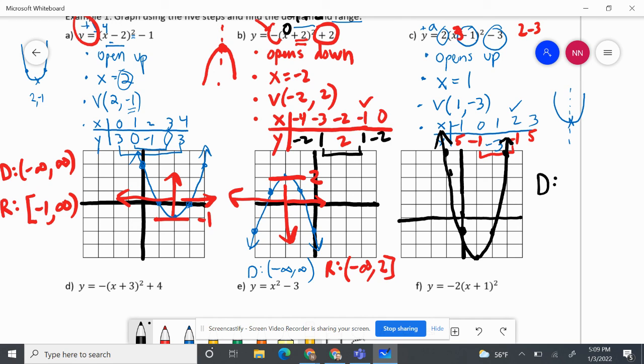My domain, once again, is easy. -infinity to infinity. And my range is a little bit more difficult. I see that it's going up. My bottom value is -3. That's my lowest value. And my highest value keeps on going, so it goes to infinity.